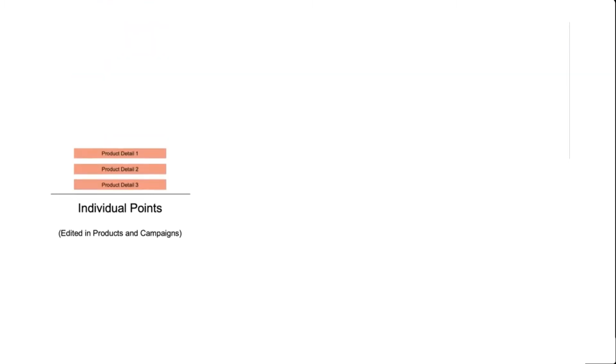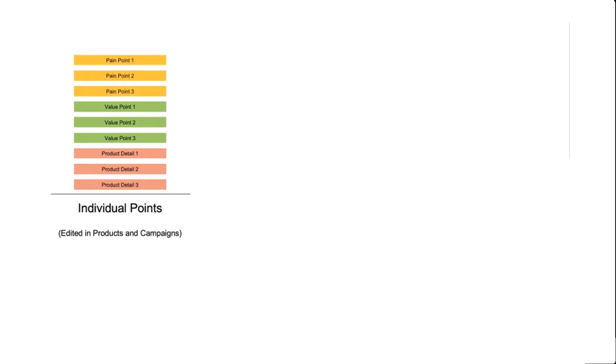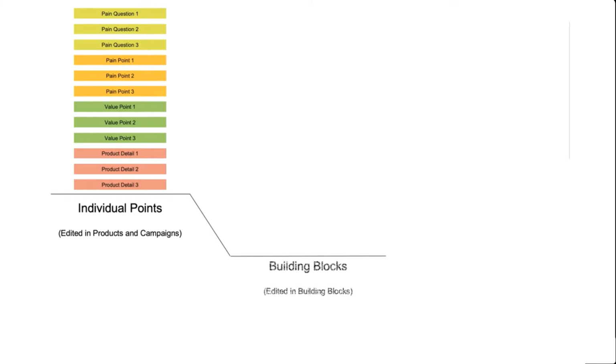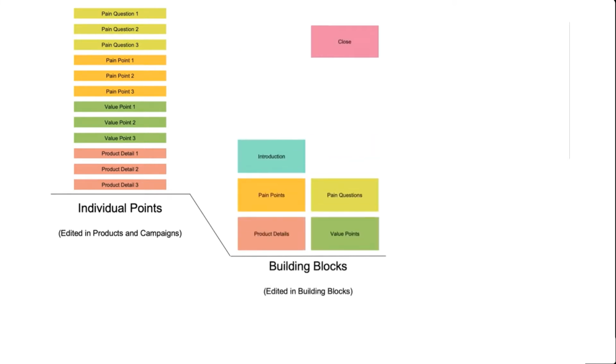What we typically would come up with going through that process are individual points. So individual product points, individual value points, individual pain points, individual questions. That's what we would have come up with if you had gone through the process that we recommended. Now what we can do is take all those points and put them together to create what we call building blocks.